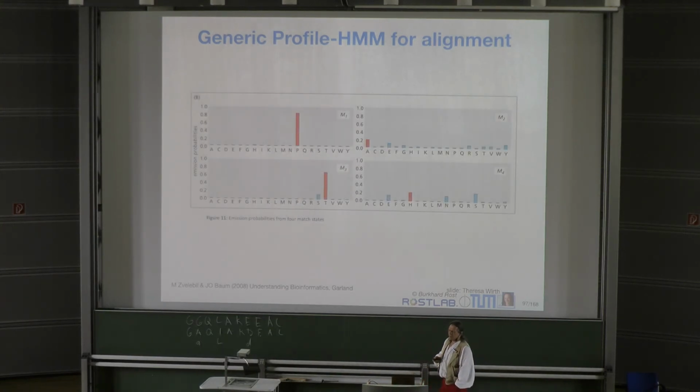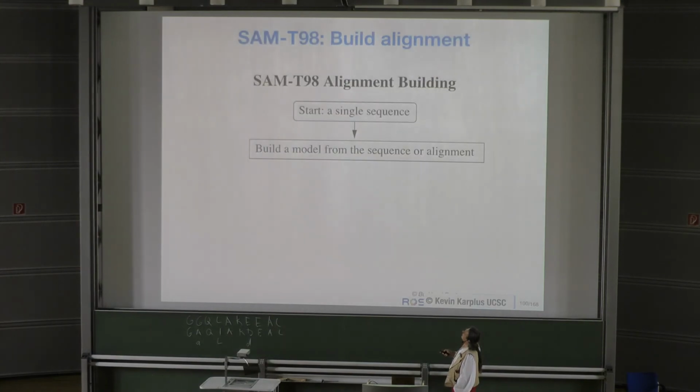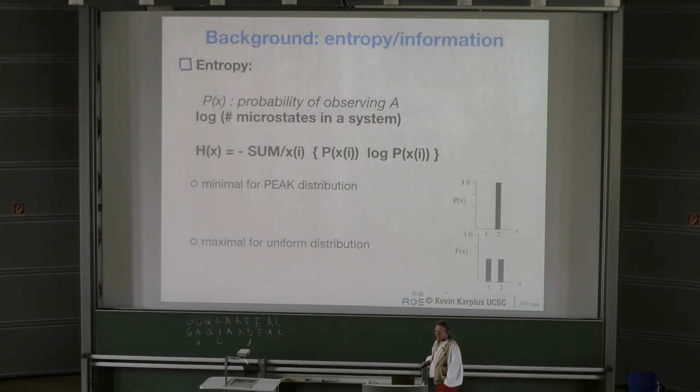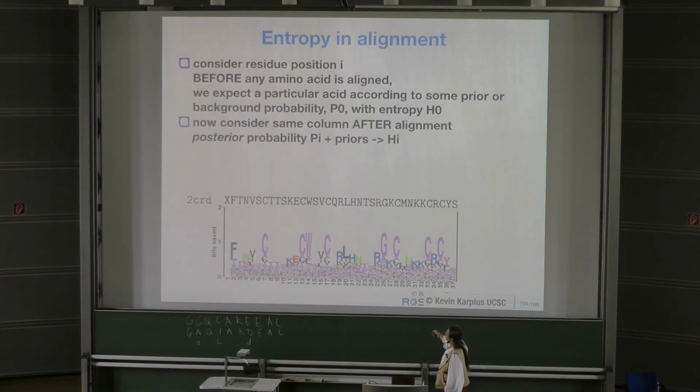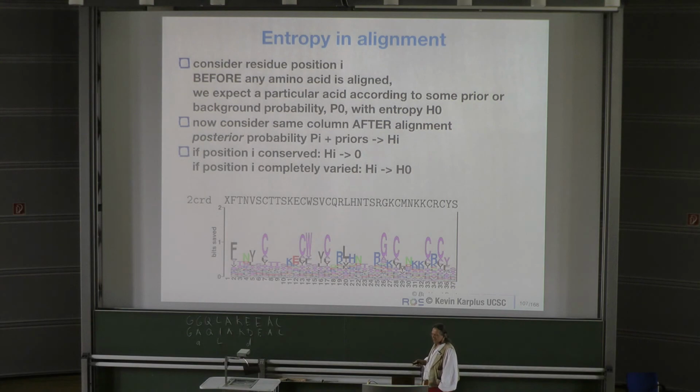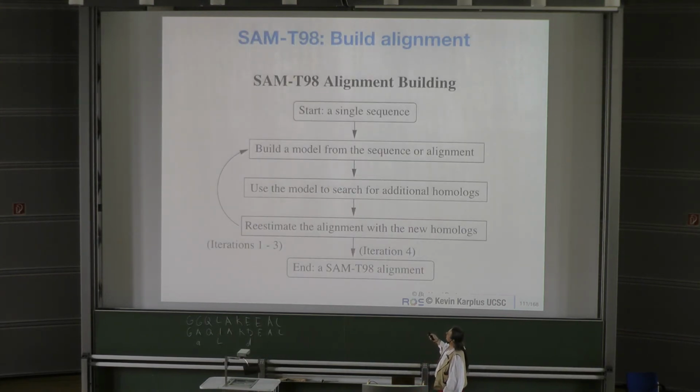You begin with simple match states. The 0th level is essentially that. You start with a single sequence and build a model from the typical background levels. That is simply reducing the entropy. The entropy is maximal if you have variation, and minimal if it is completely conserved, which is most informative. You re-estimate the alignment, build a model, and iterate, like in PSI-BLAST. In principle, the idea is clear.